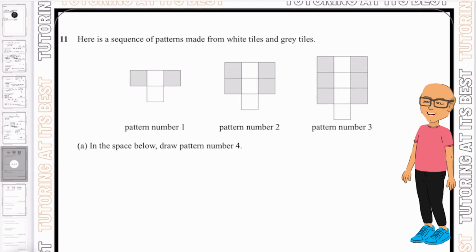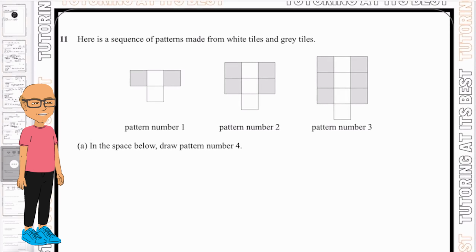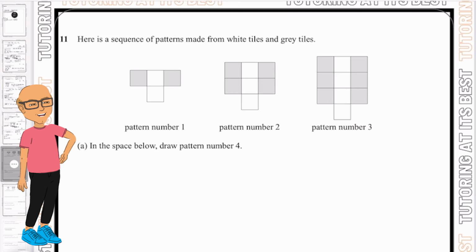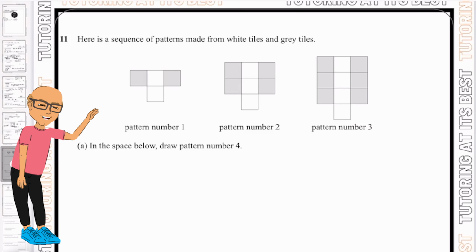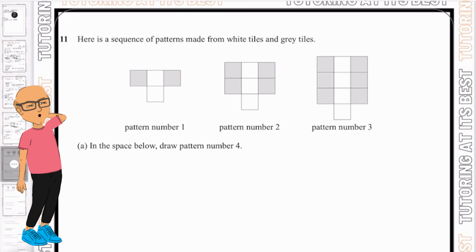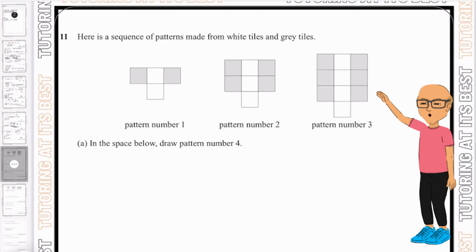Okay, question 11. So now here is a sequence of patterns made from white tiles and grey tiles. So this is more of your problem-solving questions. So in the space below, draw pattern number 4. So let's see what patterns we've got here.